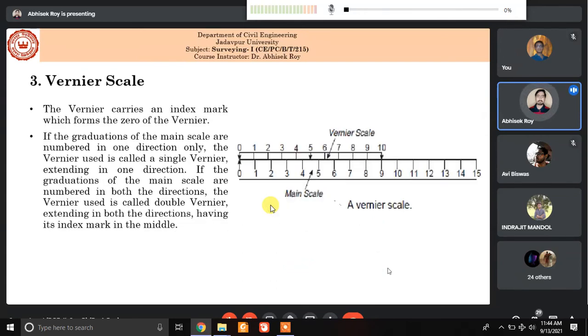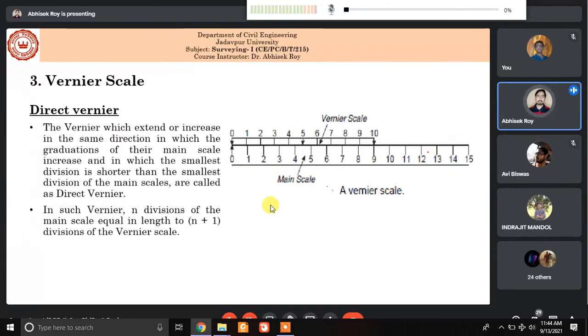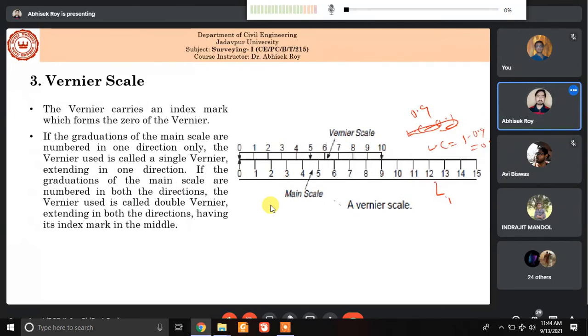Okay, let us go to this. You can see this is 0, this is 9 in the main scale, and 9 is matching with the vernier scale 10. Hence, here the least count will be 0.1. As in the main scale the division is 1, and the vernier scale division will be 9 by 10, so 0.9. So least count will be 1 minus 0.9, so 0.1. Like this.